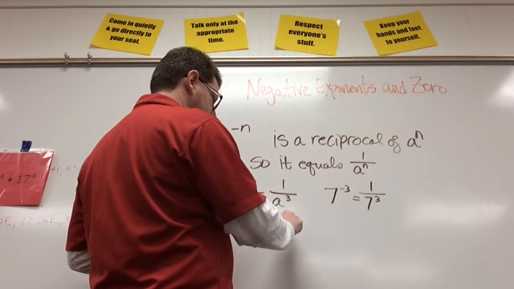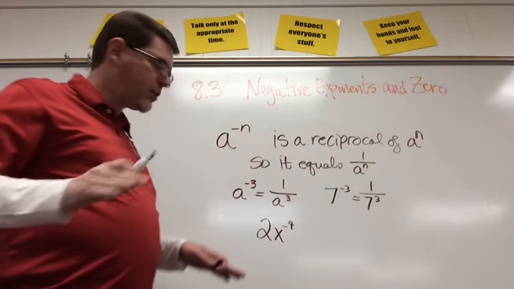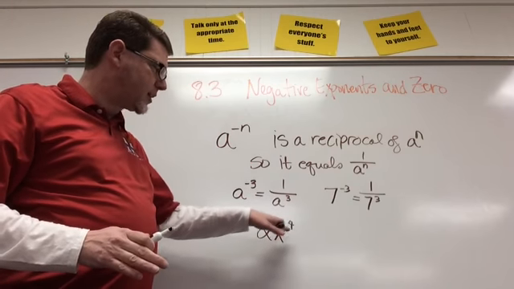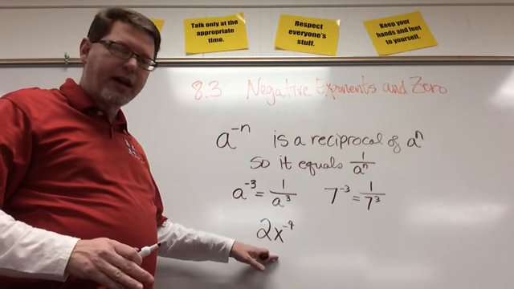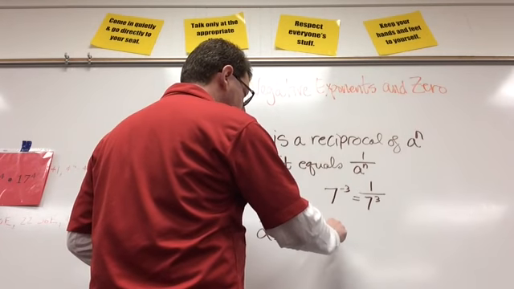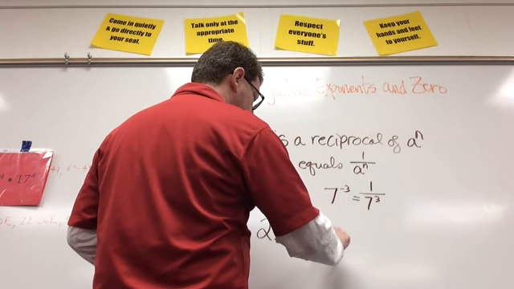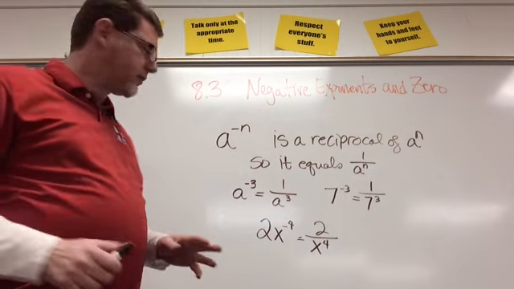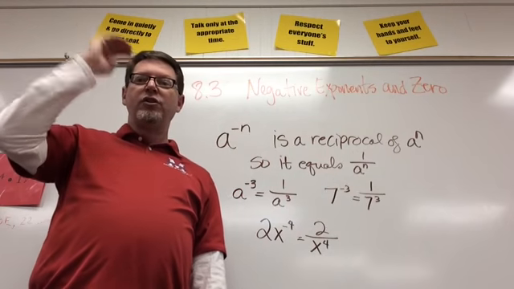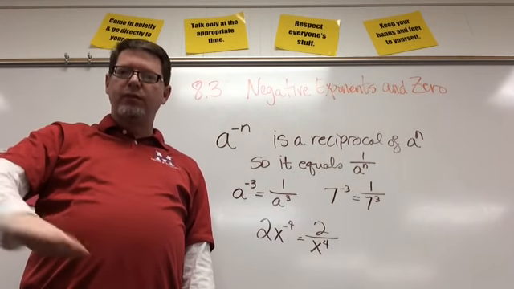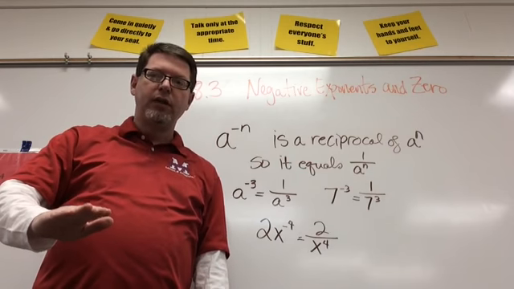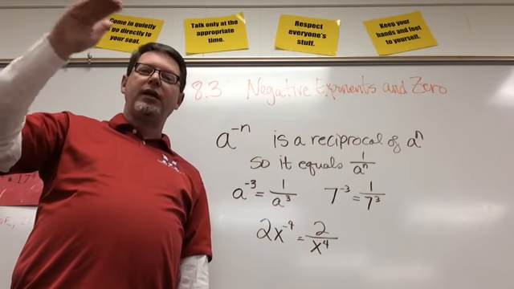2x to the negative fourth power. Notice that 2 does not have an exponent. 2's exponent is 1. The negative exponent is only on the x. So 2 stays exactly where it is. So this equals 2 over x to the fourth. One way people like to think of it is any number with a negative exponent switches place in the fraction. So if it's in the numerator with a negative exponent, we move it to the denominator to make a positive exponent. If it's in the denominator with a negative exponent, we move it to the numerator to make it a positive exponent.